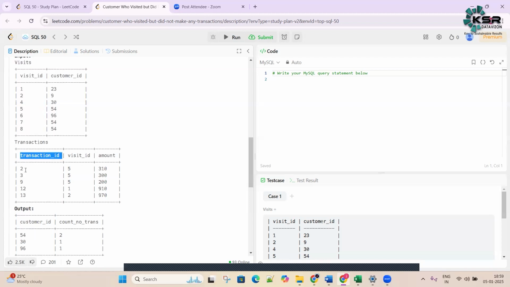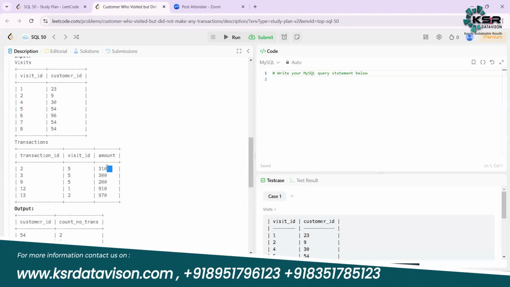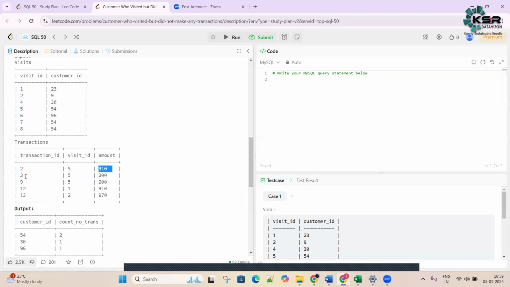Okay, so now let's see what we have here. So transaction ID 2, visit ID is 5. That means when customer 54 visited with visit ID 5, he has done some transaction, he has purchased. Next, for transaction ID 3, again 5, again some transaction. So that means the same customer, at that particular visit ID, has done one more transaction. And again, you can see he has done one more transaction. Now transaction ID 12 for visit ID 1. That means customer ID 23 visited and he has done the transaction. Next is visit ID 2, 2 and 13, and that is customer ID 9. So he has done some transaction.